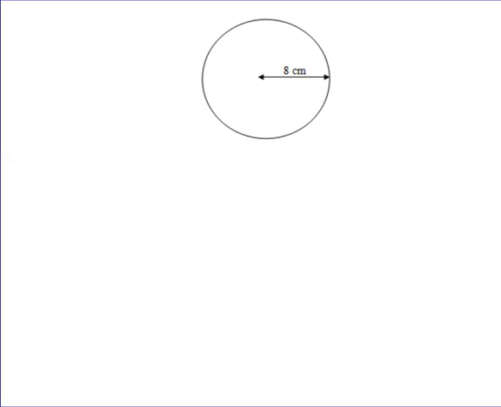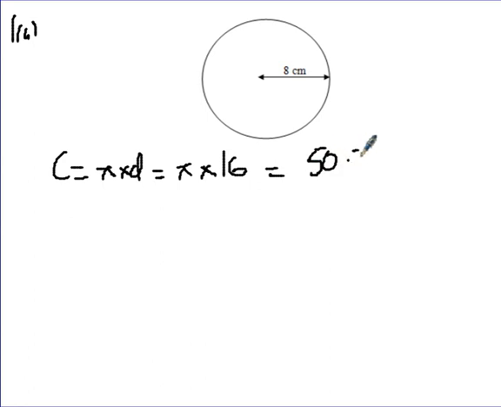Right, question one is just a pretty matter of saying, do you know your formula? Work out the circumference, so the circumference is pi times d. So it's pi times 16, because that's the radius. So 16 times pi is then 50.3. So 50.3 centimetres for A.